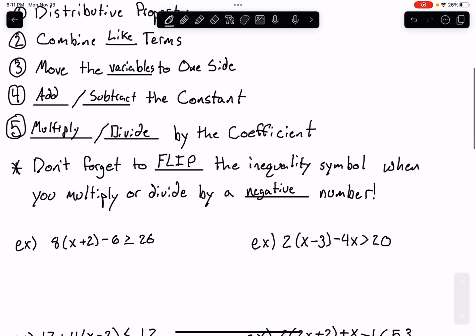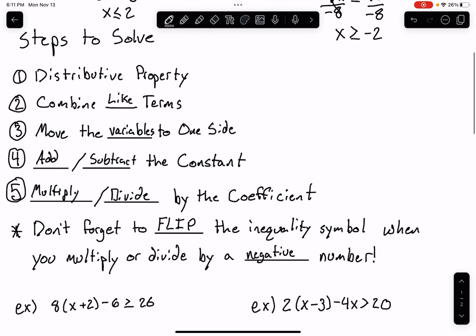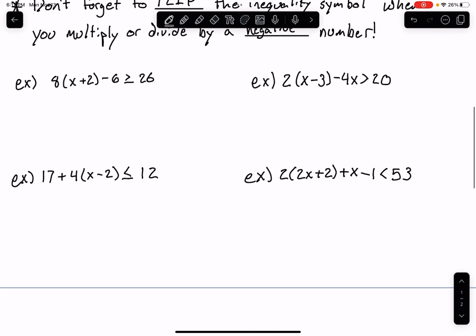All right, so the steps we're only going to be worrying about all together today are the distributive property, combine like terms, and then solving like any other. So we're going to ignore moving variables to one side today. We've got a few examples to go through here, and then we'll have a sheet for you to practice some of this on your own. So let's get rolling with these examples.